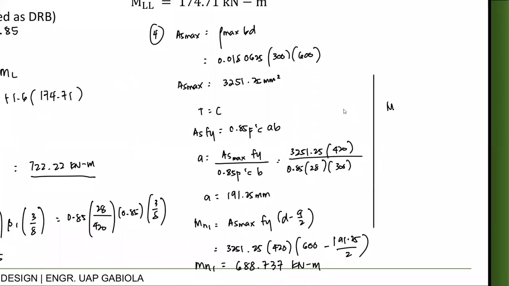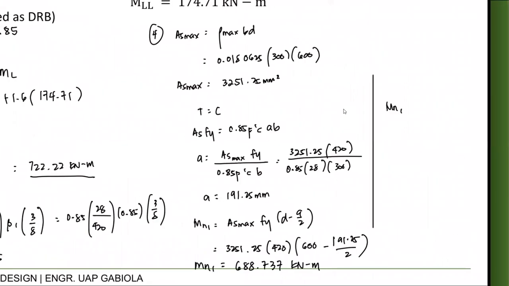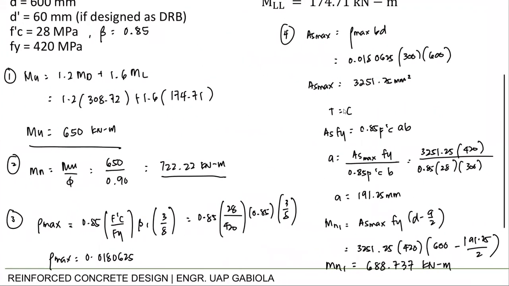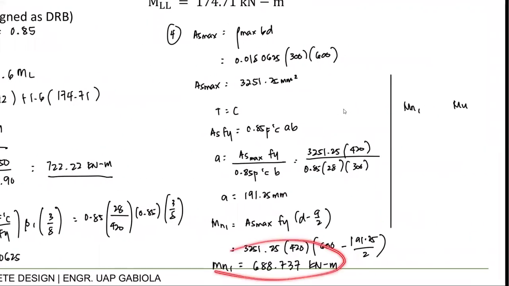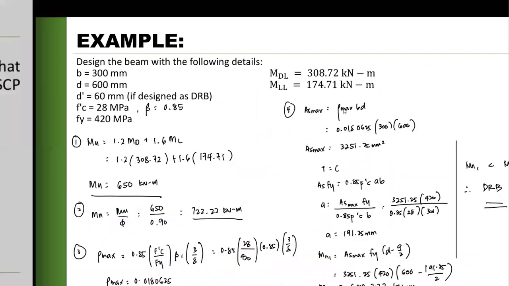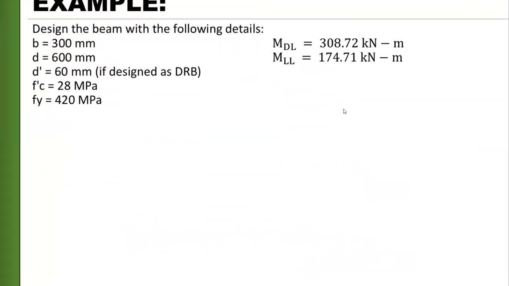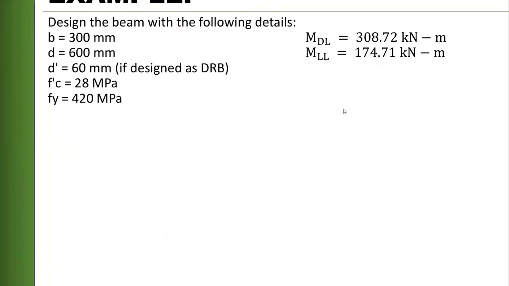So let's compare that with our value ng MU. So si MN1 ay with our MU, ito yung MN natin, 722. Ito yung calculated natin. So that is less than our MU. Therefore, the RB siya or doubly reinforced beam siya. Okay? Okay. Next, let's continue. So, kung na-prove na natin na ganun, step 6 is to get the value of MN2.